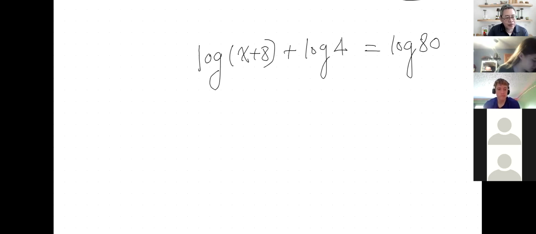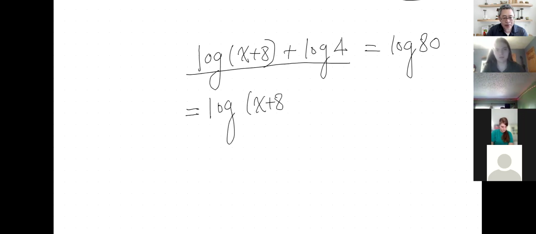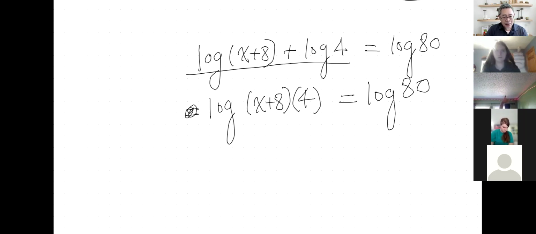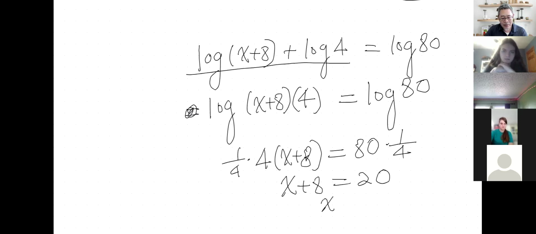Okay, let's see how we do this one. It looks like some of you are still struggling with this. When we put this together, we have log of x plus 8 times 4. On the right side is log 80. Are we good here? If that's the case, then 4 times x plus 8 equals 80. Then x plus 8 will be 20, right? We divide by 4 on both sides, or multiply by 1/4. Therefore x will be equal to 12.